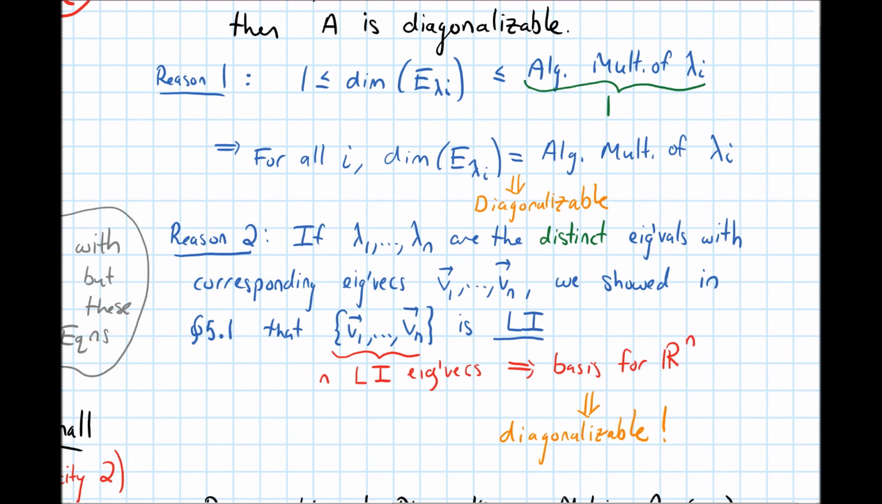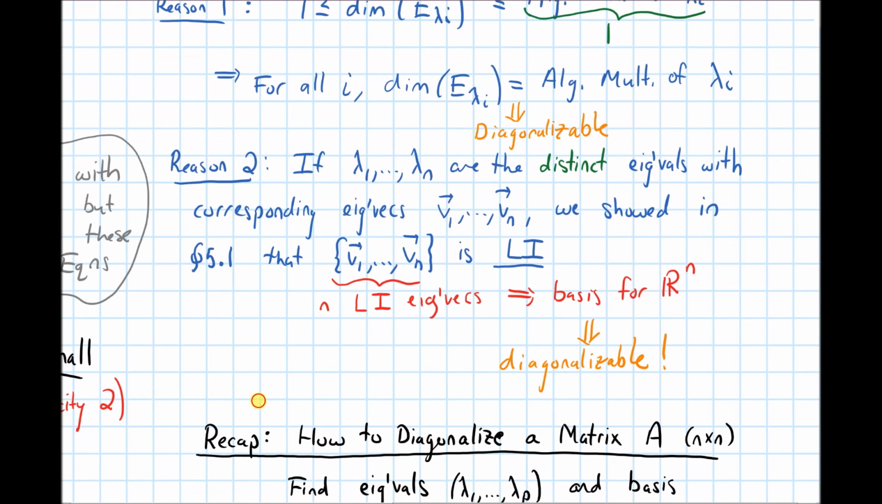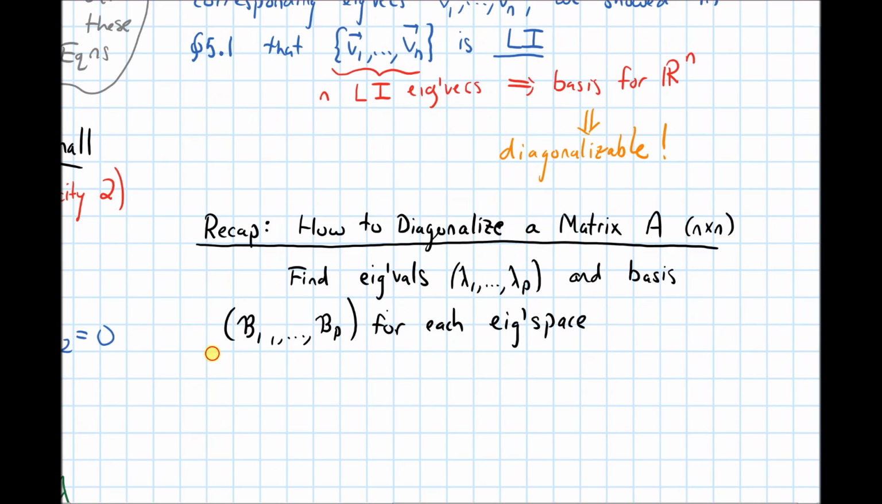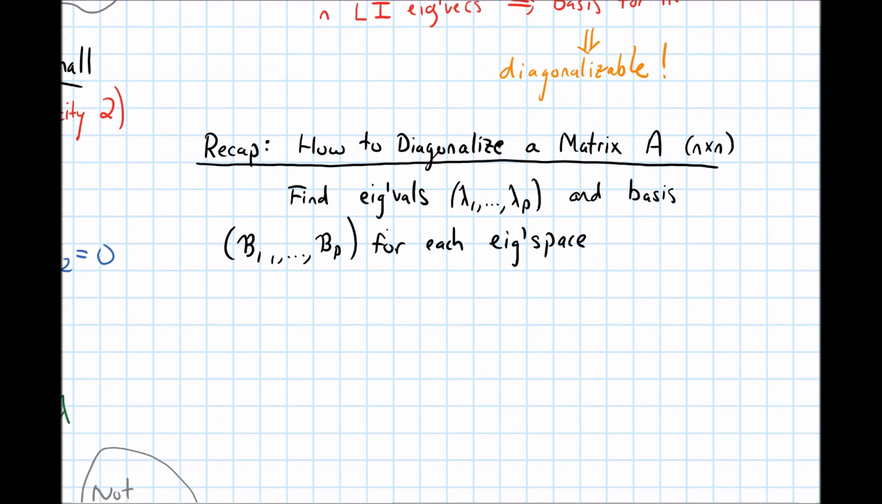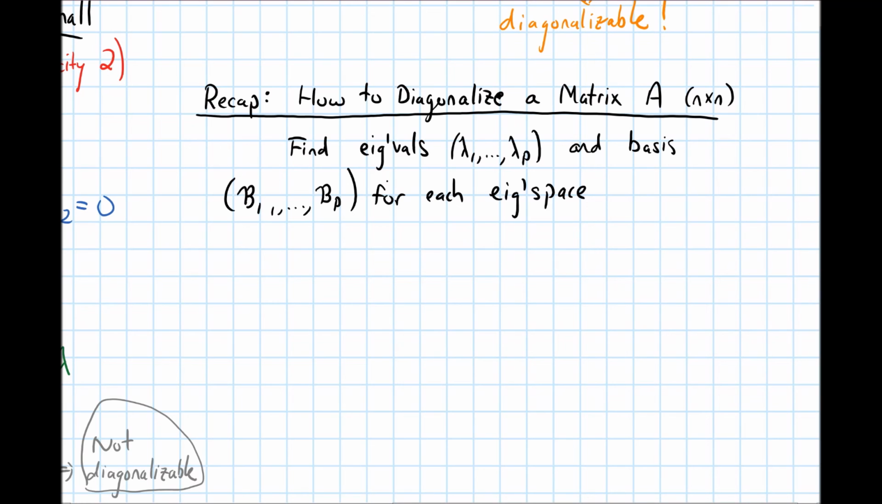Okay, so what I want to end this video by doing is recapping the process for how we diagonalize a matrix. If we have a matrix A that's n by n, the first thing we do is find the eigenvalues. Let me call them lambda 1 up until lambda p, and then we find a basis for each eigenspace. So b1 is the basis for lambda 1, and then up until bp is the basis for lambda p. Okay, so there's going to be two possibilities now.